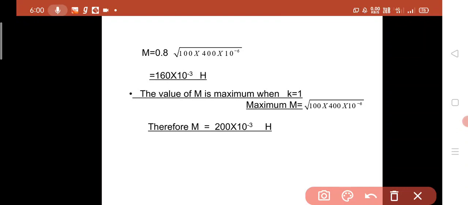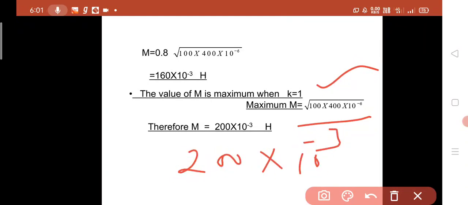The value of M is maximum when K is equal to 1. So 100 into 400 into 10 to the power of minus 6, under root, with K equal to 1. So M is equal to 200 into 10 to the power of minus 3 Henry.